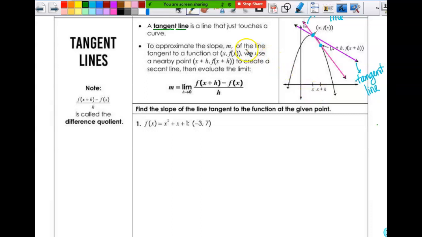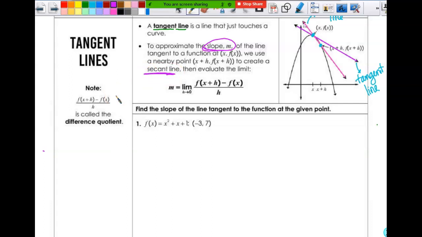So that's what all this stuff says right here. It says to approximate the slope, which is still m, just like it always has been, of the line tangent to the function at x, f of x, we use the nearby point that we just talked about, x plus h, f of x plus h, to create a secant line, then evaluate this limit.